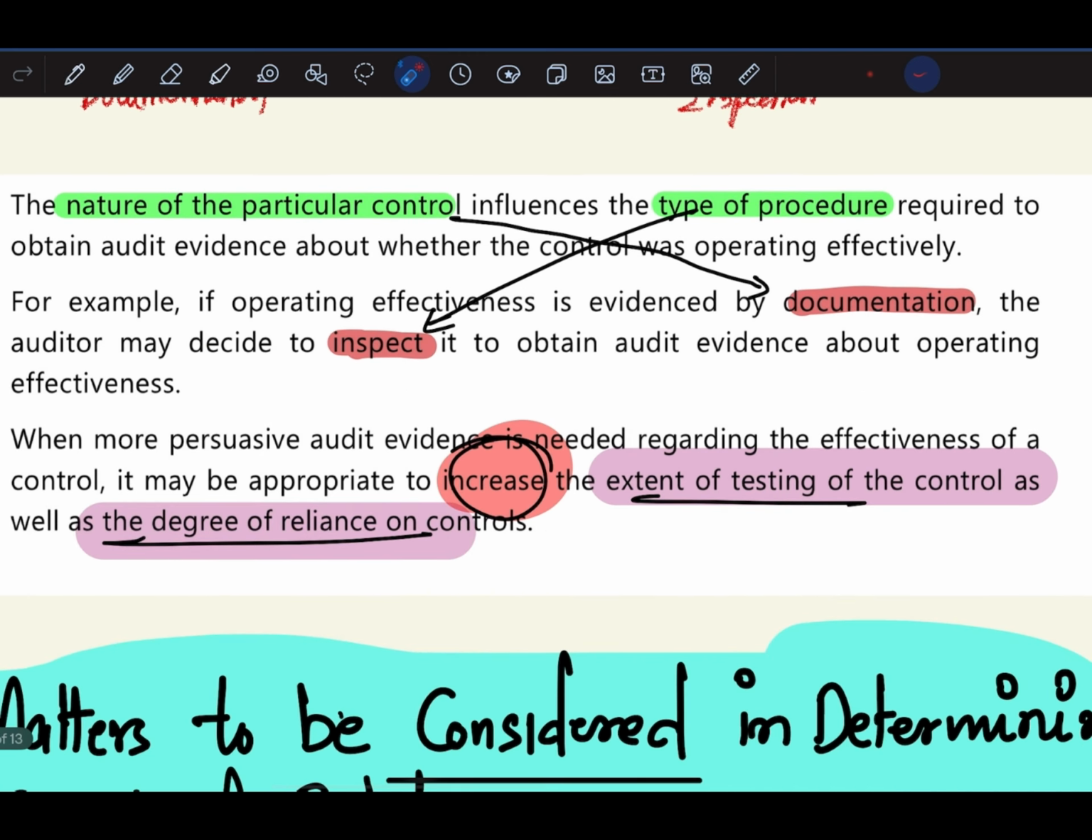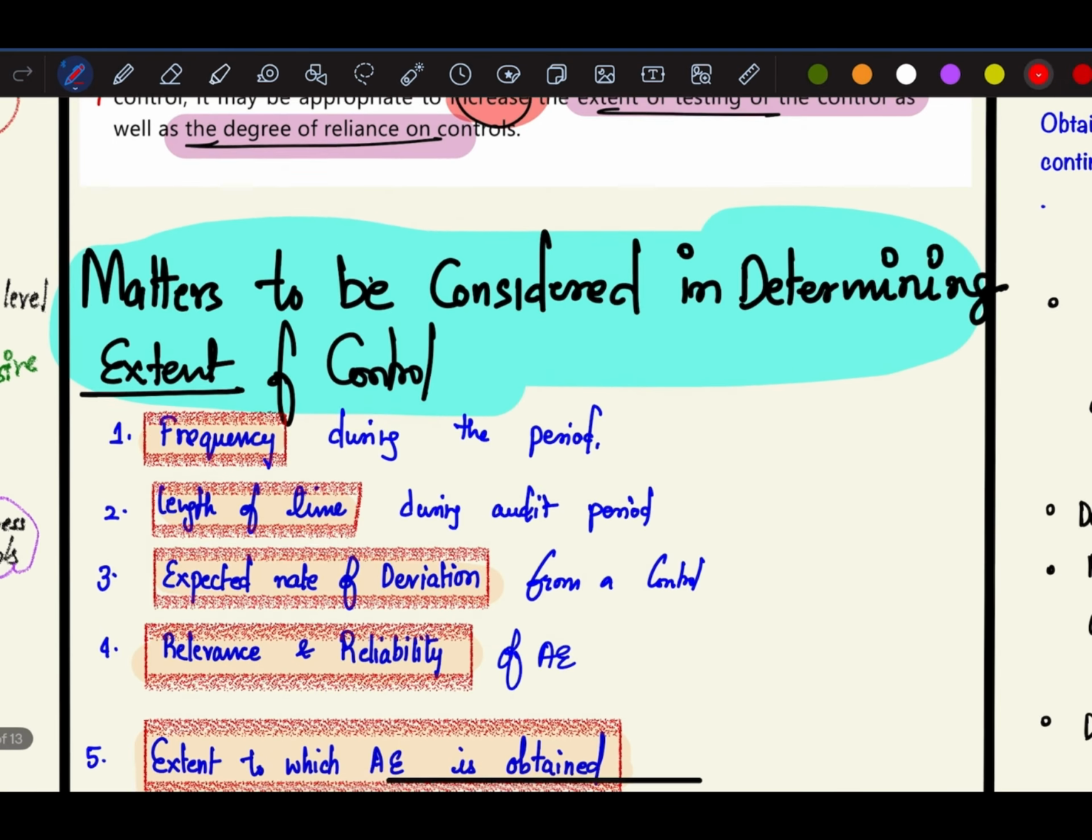Okay, and one more important point is that when more persuasive audit evidence is needed regarding the effectiveness of a control, then it may be appropriate to increase the extent of testing of control as well as the degree of reliance on controls. If you need more persuasive audit evidence regarding the controls, then you need to increase your testing of the control as well as the degree of reliance on the control. So these are the two points.